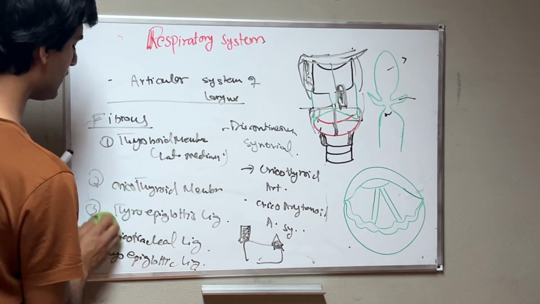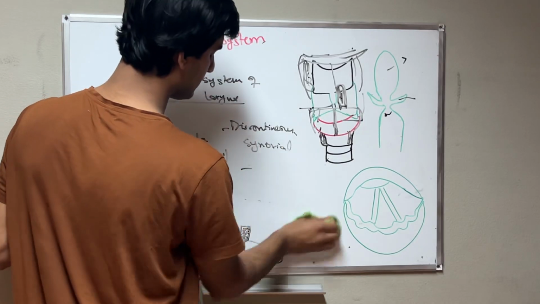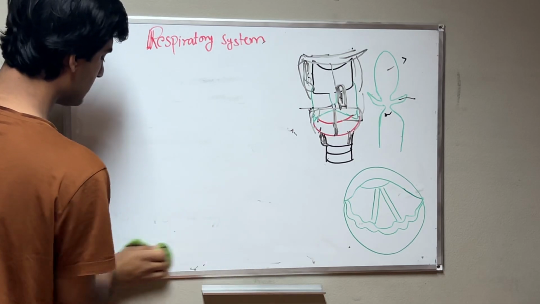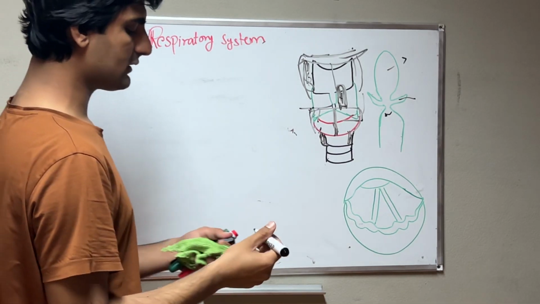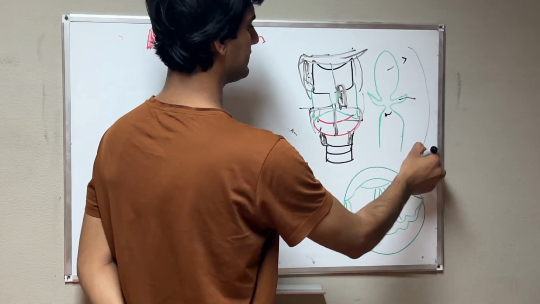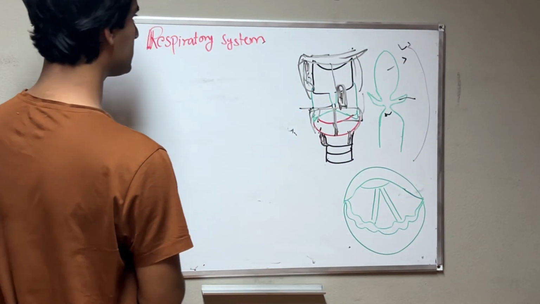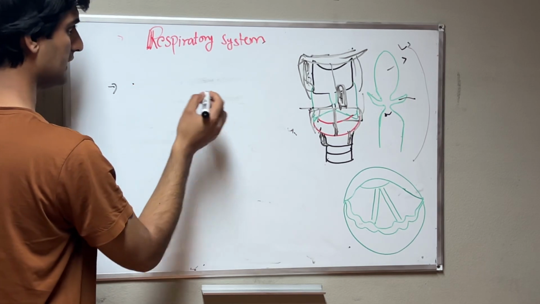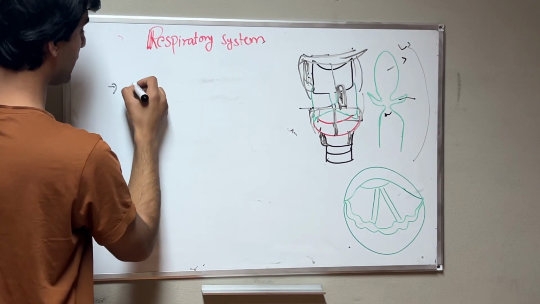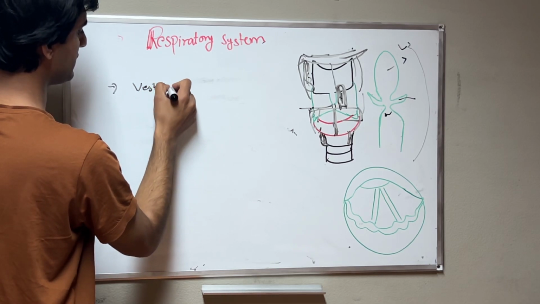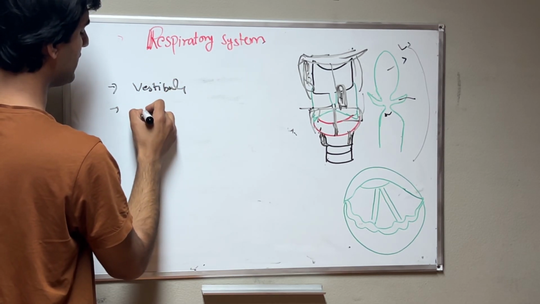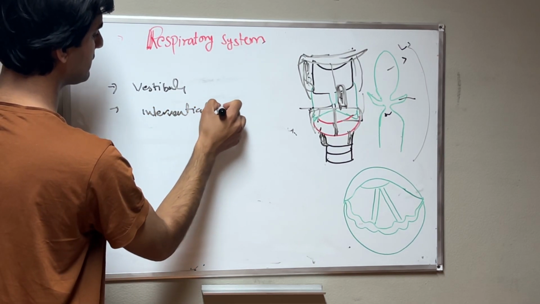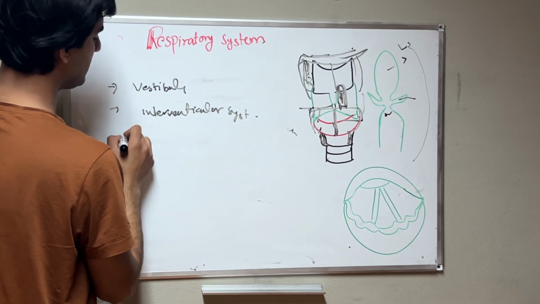Okay, next we have layers. Before the layers, I want to tell you something about the internal view of the larynx. If you talk about the larynx division, I already told you that according to Sipin we divide the larynx into the vestibule, then the interventricular system, and then the subvocal cavity.